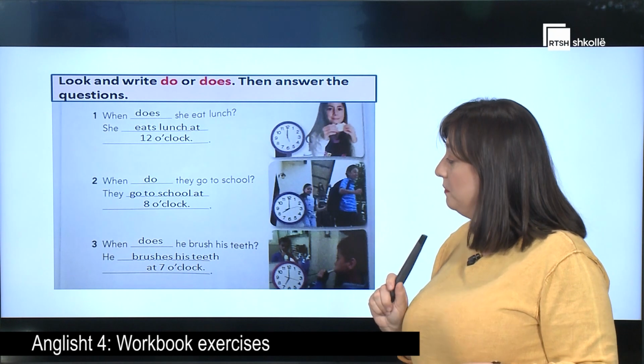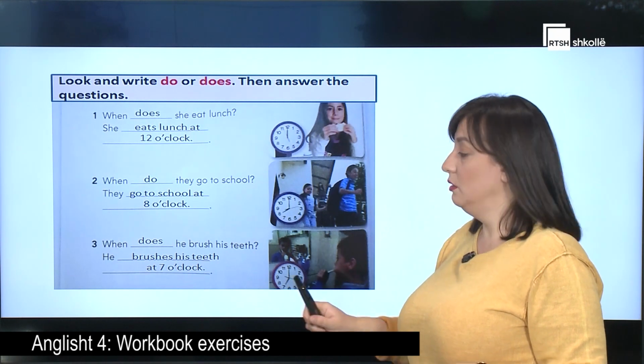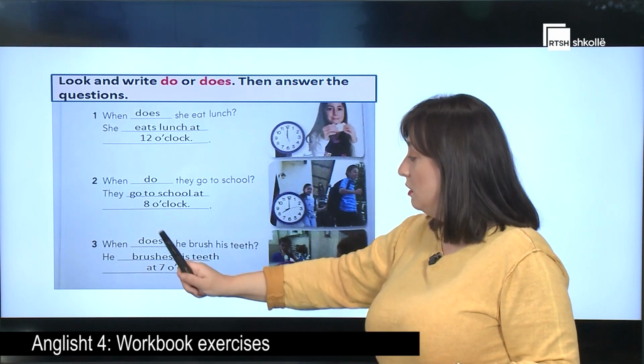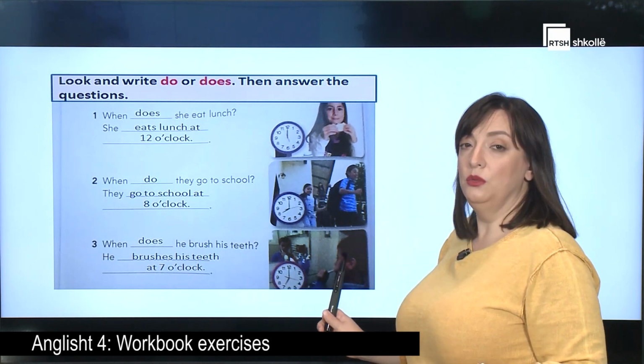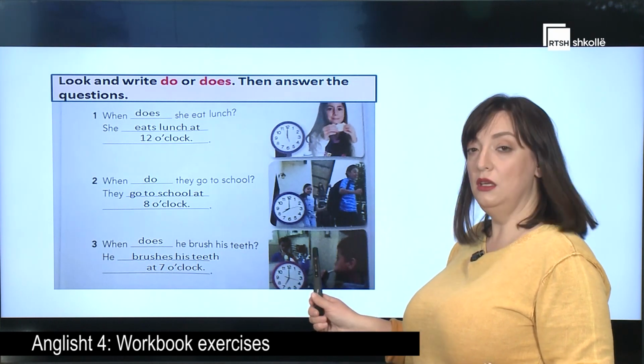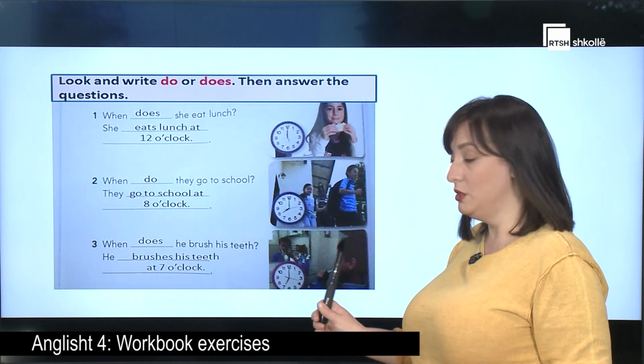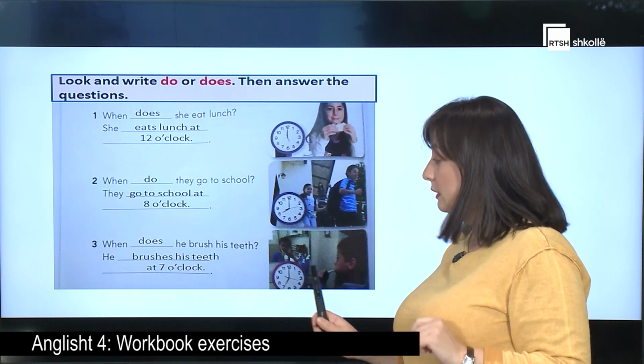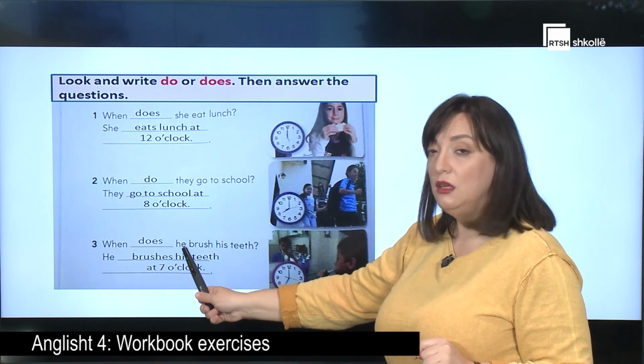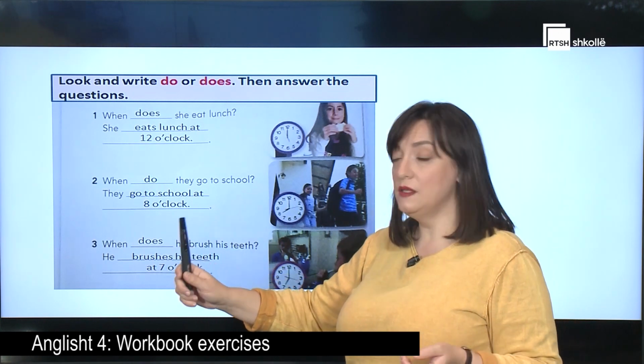Here we have. Look at the other picture. The third sentence. How many people do we have? It is only one. He is looking himself at the mirror. So we have only one. Here it is. He. And the question is.